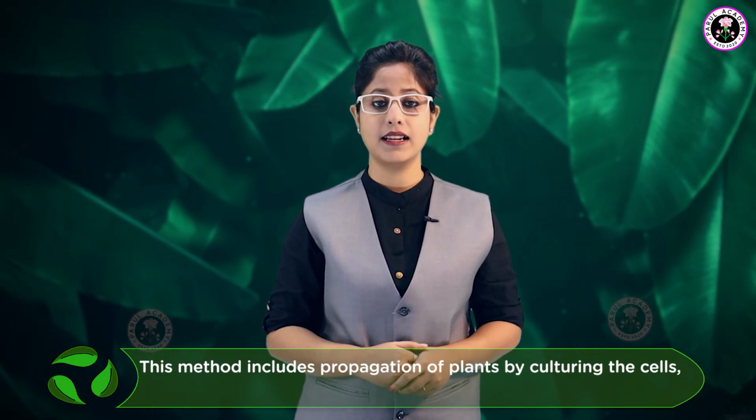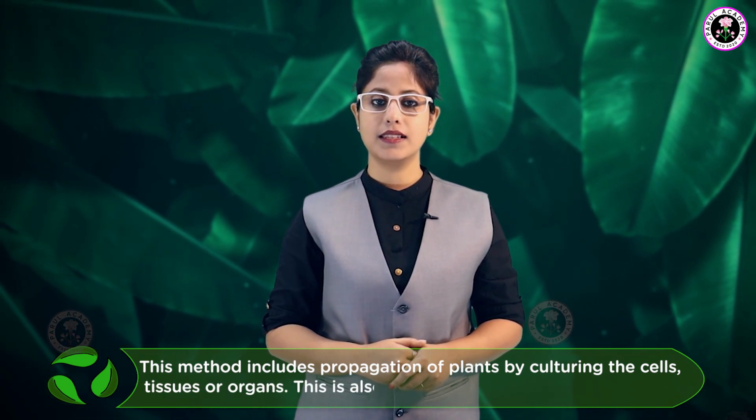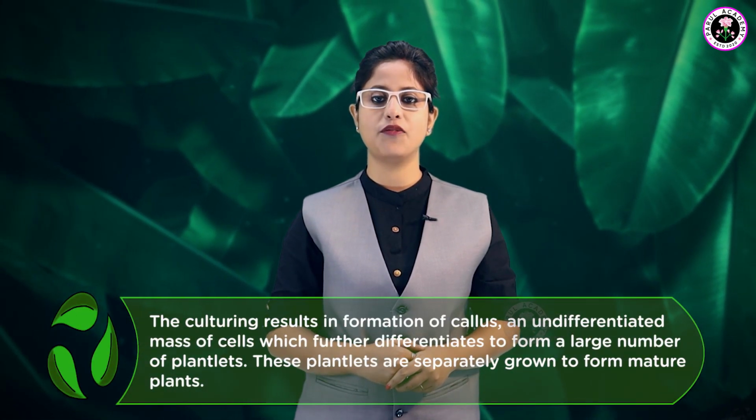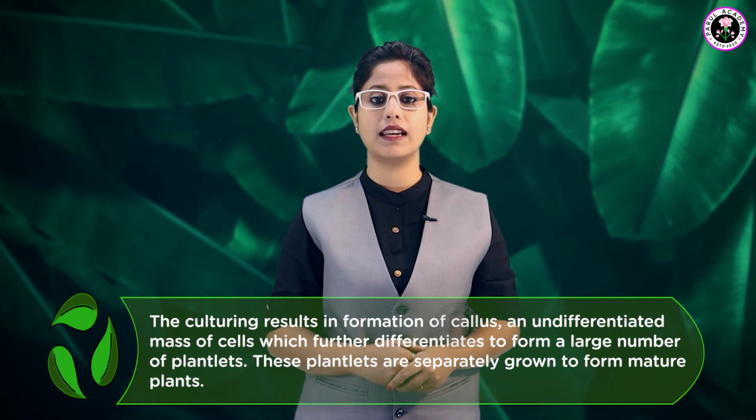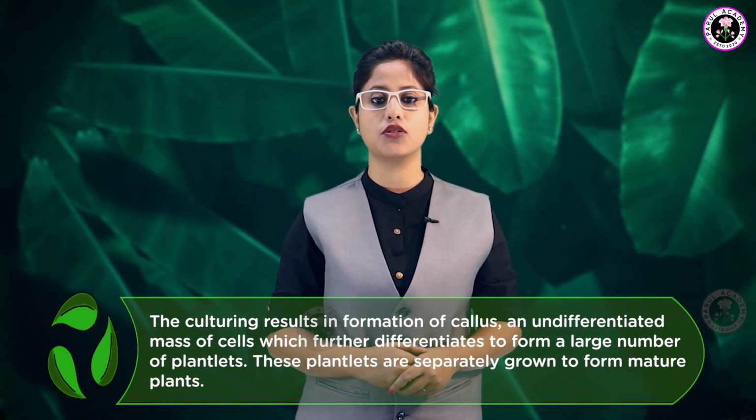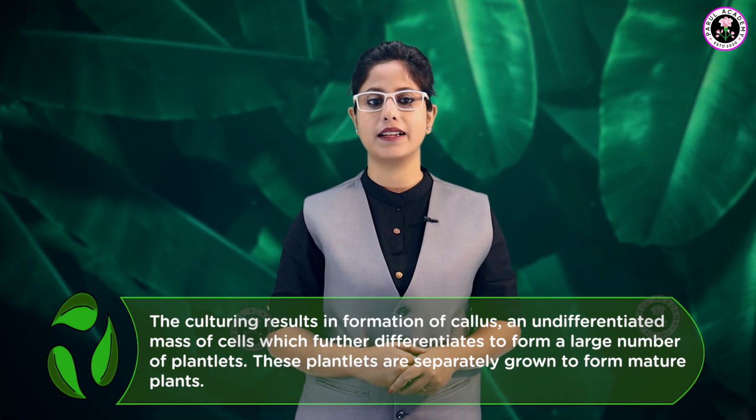Micropropagation. This method includes propagation of plants by culturing the cells, tissues or organs. This is also known as tissue culture. For micropropagation, a small piece of tissue is taken from the growing tip of a plant and grown in nutrient medium under aseptic condition. The culturing results in formation of callus, which is an undifferentiated mass of cells which further differentiates to form a large number of plantlets.